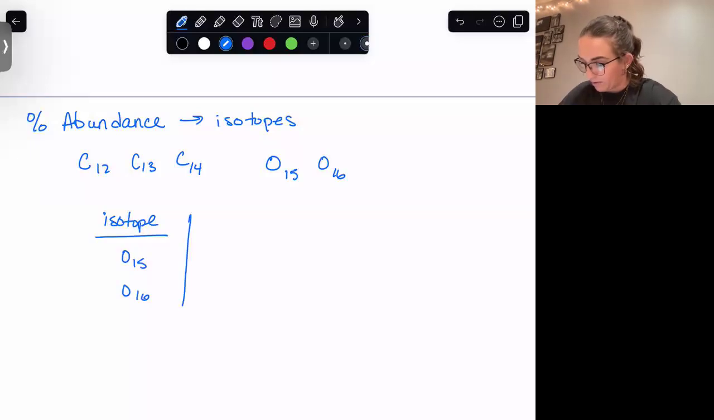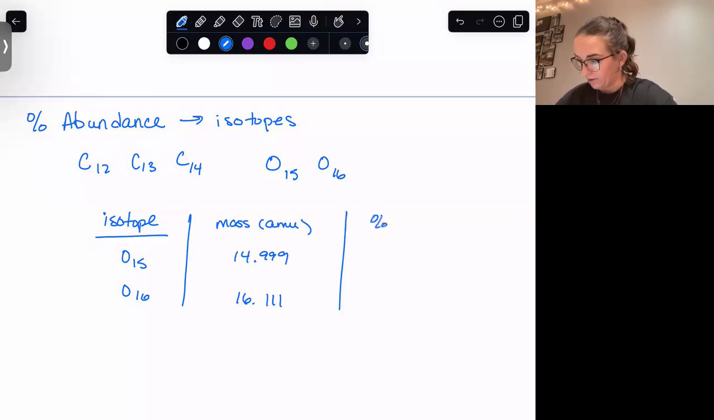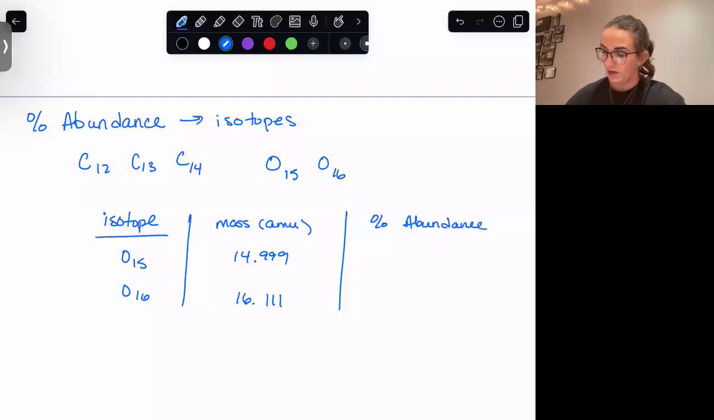You'd be given the mass in AMU, and this would be 14.999, and this would be 16.111. And then you would give your percent abundance. If you're given one percent abundance, then you can find the other one. If you're given neither, then you can say that this would be X and this is 1 minus X. And then you can solve for X that way for each respective percent abundance for each of those masses.